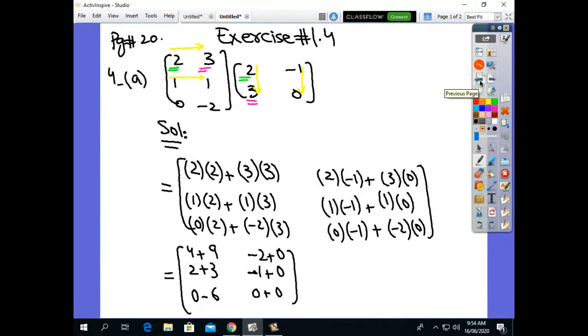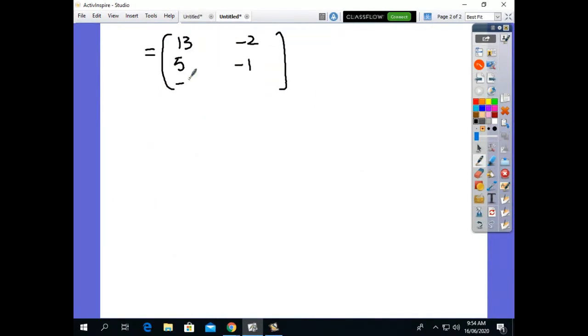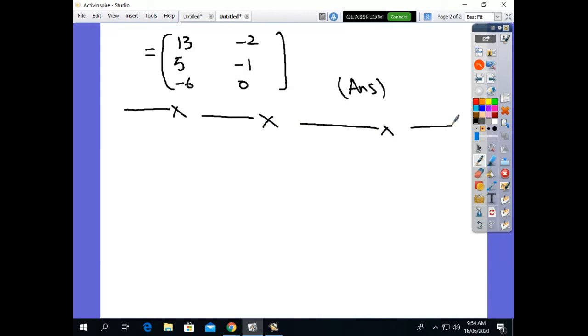Here 4 plus 9 becomes 13. It becomes negative 2. It becomes 2 plus 3 becomes 5. It's negative 1, negative 6 and 0, which is the required product of these two matrices. Now we see another part of the product of the matrix in question number 4.